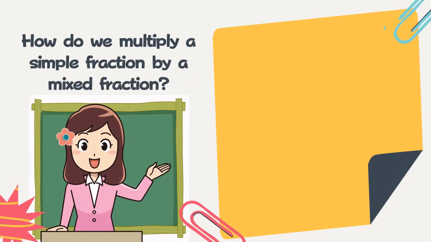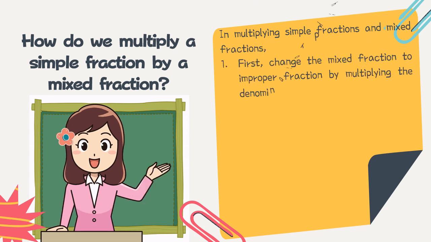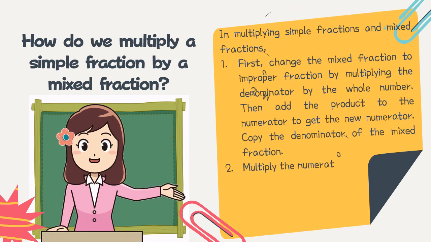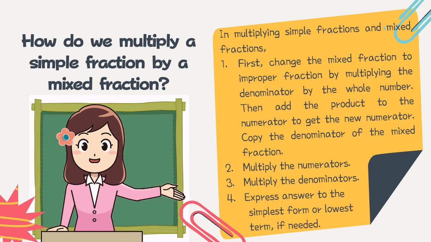So how do we multiply a fraction by a mixed fraction? In multiplying simple fractions and mixed fractions, first, change the mixed fraction to an improper fraction by multiplying the denominator by the whole number. Then add the product to the numerator to get the new numerator. Copy the denominator of the mixed fraction. Next, multiply the numerators. Multiply the denominators, and don't forget, express your answer to the simplest form or lowest term if needed.